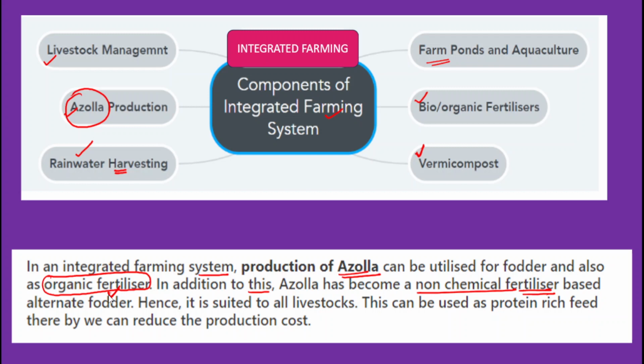Okay, so this has become an alternative fodder, and it has become a non-chemical fertilizer. So therefore it will be suitable for all livestock, and this can be used as a protein rich feed, and thereby can reduce the overall production cost, whether it is in agriculture sector or even in the animal husbandry. So you just have to emphasize the importance of the integrated farming in the conclusion. So that's how you just have to conclude this answer.